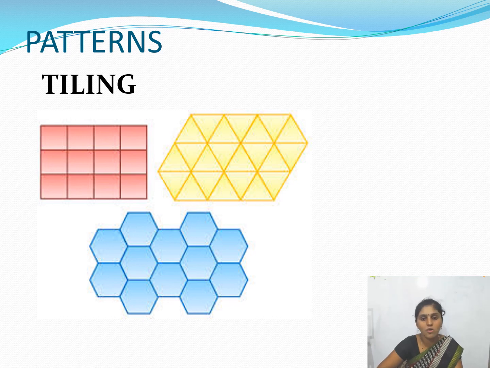So this is a square shape and this is a triangle shape. See here how they have arranged. One is upward facing, one is downward, upward, downward, upward, downward. Like that they have arranged the tiles, without any gaps or overlaps. So this is the arrangement of tiles.